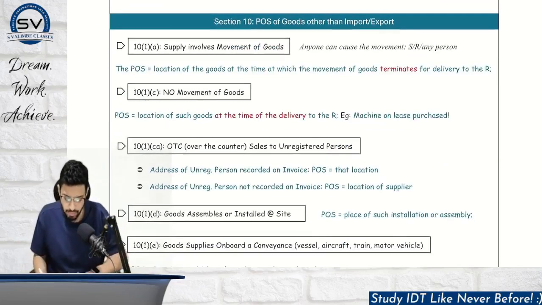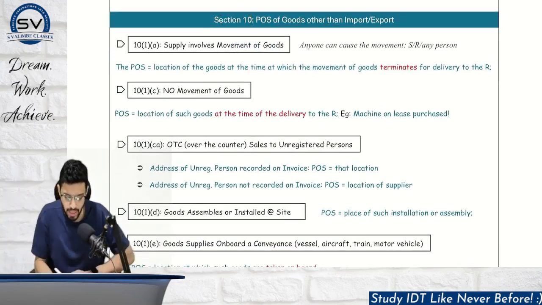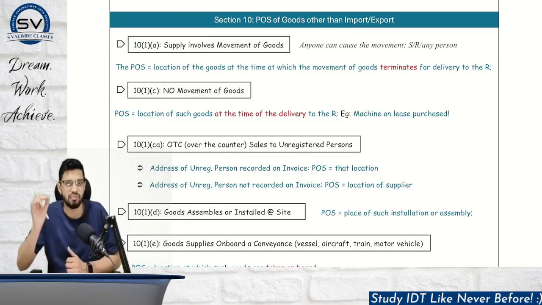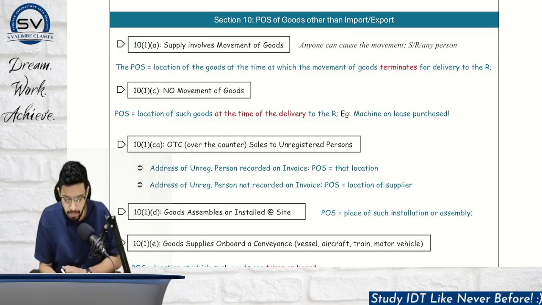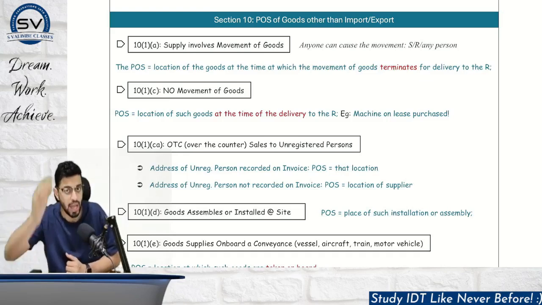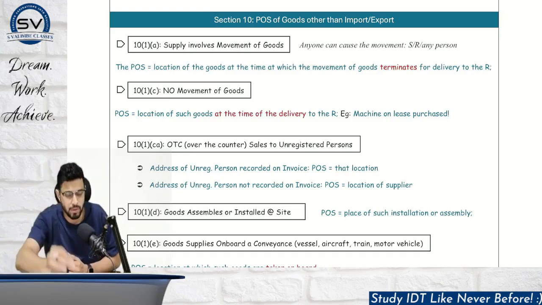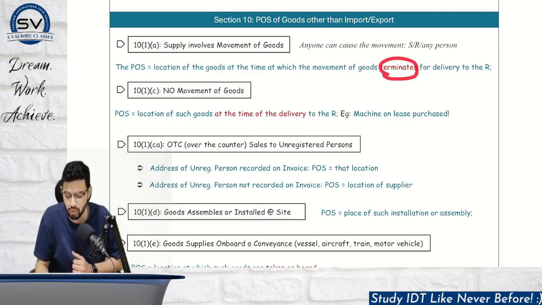Okay, let's proceed. Section number 10, place of supply of goods other than import export, because that we will be dealing with in section number 11. Let's start. Section number 10, subsection 1, there are 5 or I should say 6 specific clauses because one is an amendment. Section number 10, subsection 1, clause A, supply involves the movement of goods. If the movement of goods is involved, now it is irrelevant as to who is causing the movement. If movement of goods is involved, then the place of supply shall be that location where this movement is terminated for delivery to the recipient.